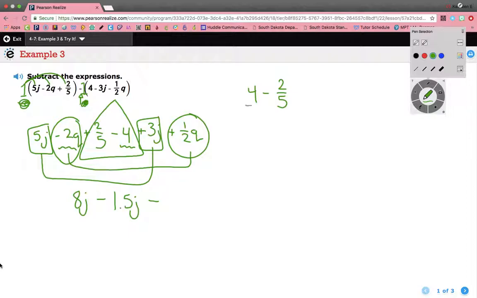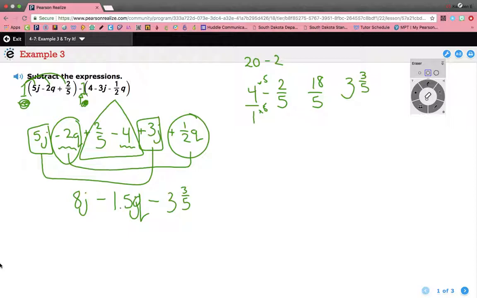And then I have 4 minus 2/5, or 4/1 minus 2/5. We can make 4/1 into fifths by multiplying both by 5. So we have 20 minus 2 is 18/5. And 5 goes into 18 3 times with 3/5 left over. So we have 8j minus 1.5 j. Oh, this isn't a j. This is a q. And then we have -3 and 3/5 left over.